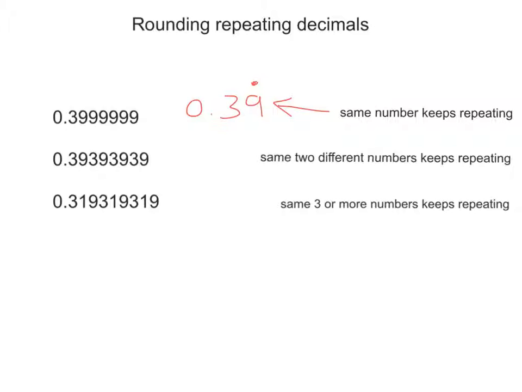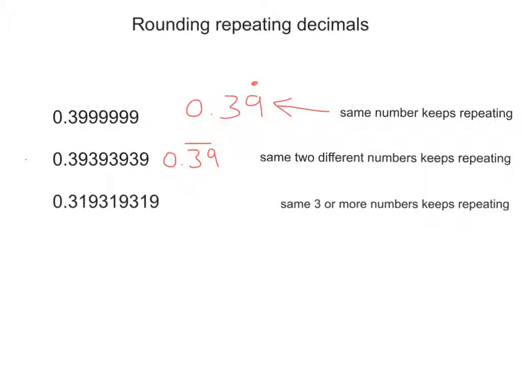Okay, so the other type of repeating decimals are when the same two different numbers keep repeating. So as you can see in this one, we got 39, 39, 39, and 39. So if you have a situation like this, then you can rewrite the decimal as follows. So you put a line over the two numbers that keep repeating. So again, if the same two different numbers keep repeating, as this one here, then you put a line over those two different numbers that keep repeating.